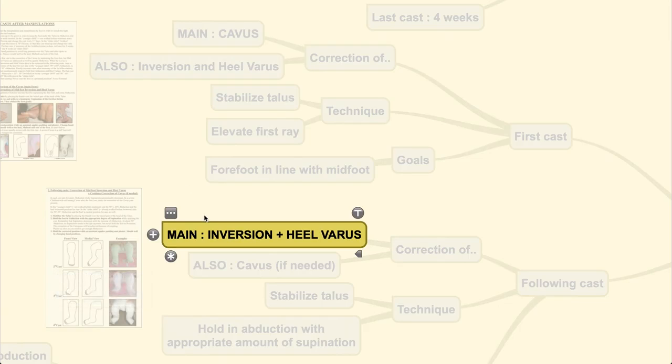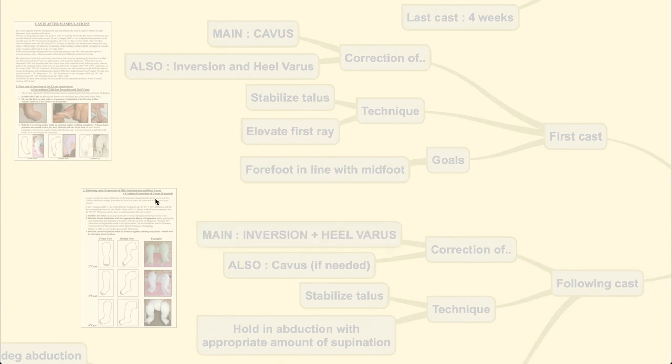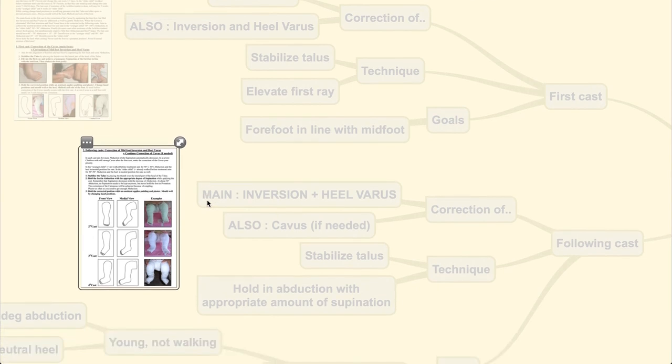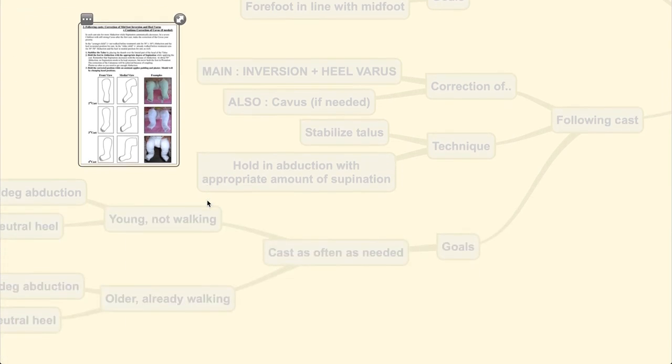Now, the way to do the cast, you can read about extensively in the Global HELP files. You can download them for free. Once again, you can see it in the Global HELP files, which can be downloaded for free and are available in various languages. There you can also find how to place your hands on the foot during the casting.